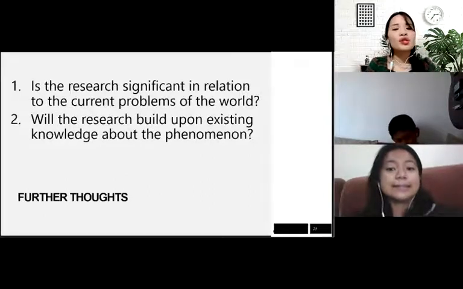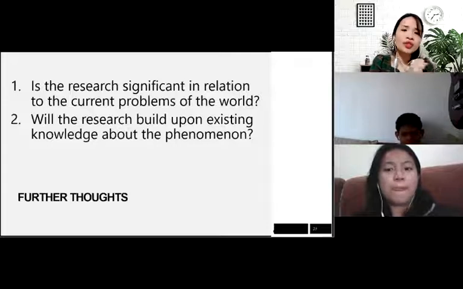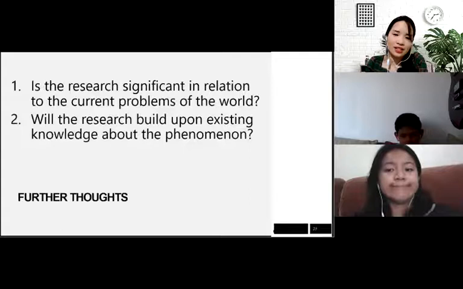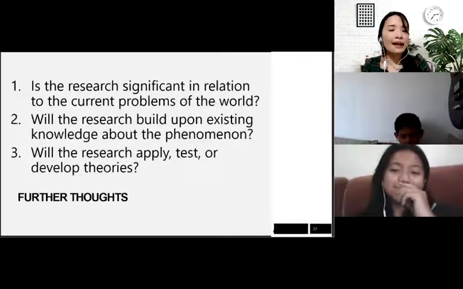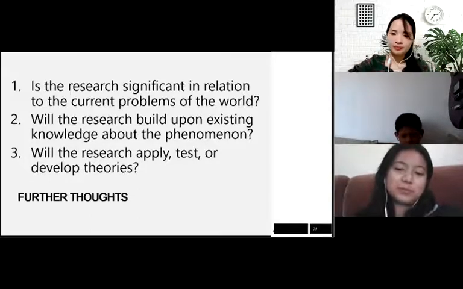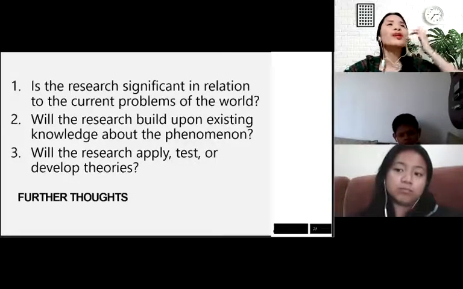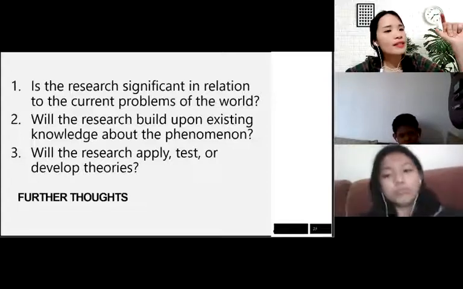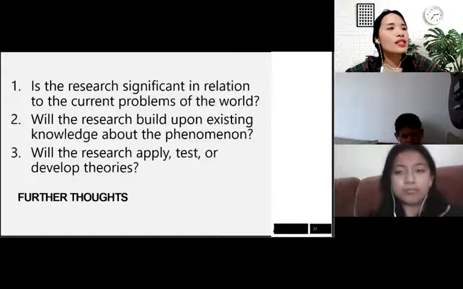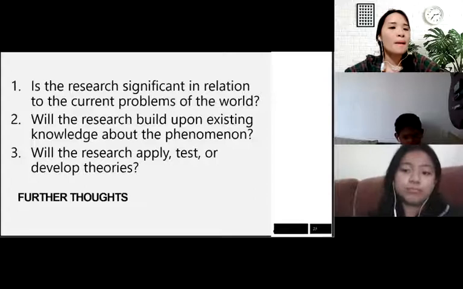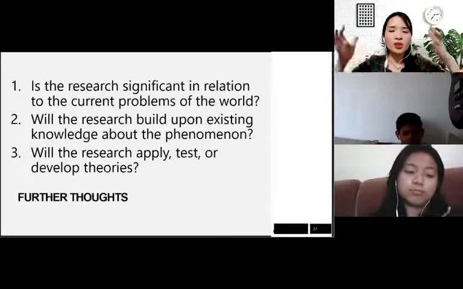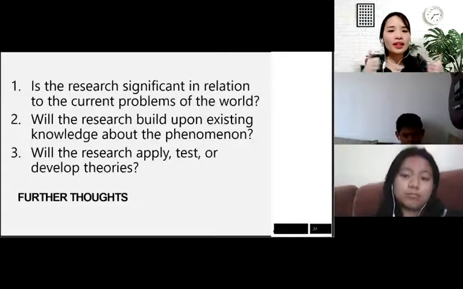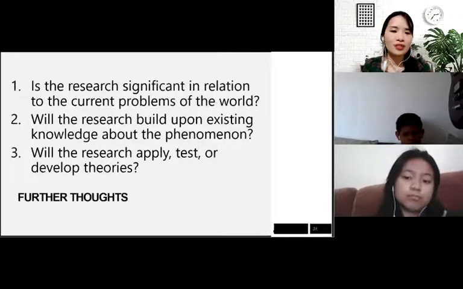Okay? Second, will the research build upon existing knowledge about the phenomenon? Could the outcome of your research add or contribute to the existing knowledge? Third, will the research apply, test, or develop theories? Okay. Now, how are you going to identify whether your research question answers these three questions with yes? Pag kasi yes ang sagot mo sa tatlong questions na ito, that means to say your research problem is researchable. Pwede yon. Pero kung hindi, hindi siya pwede or hindi siya scientific research. Okay? In order to answer these questions, you need to conduct a literature review.